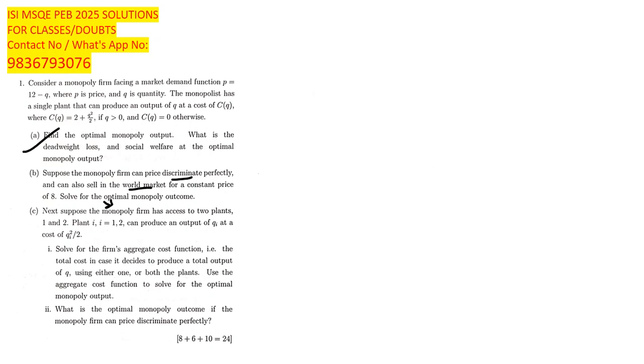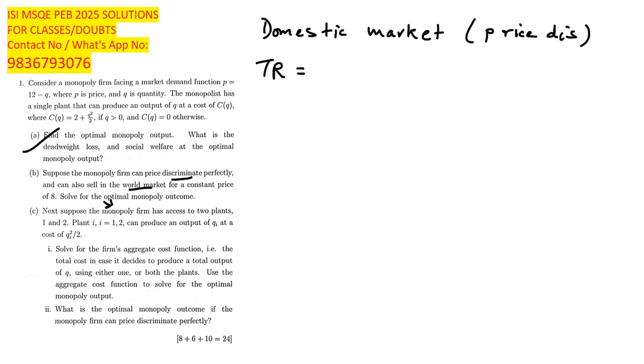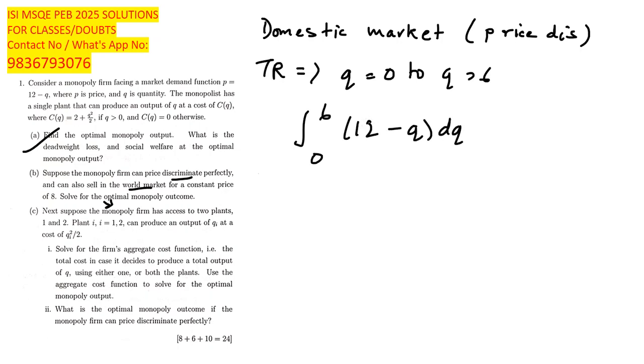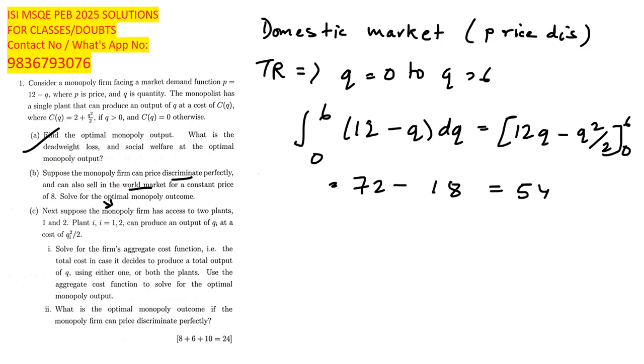So the domestic market is how much? In the domestic market, that is price discrimination. So total revenue, we know, is the area under the demand curve from Q equal to 0 to Q equal to 6. So that is the integral from 0 to 6 of 12 minus Q dQ. That is 12Q minus Q square by 2, from 0 to 6. So it will come to 72 minus 18, which is equal to 54.